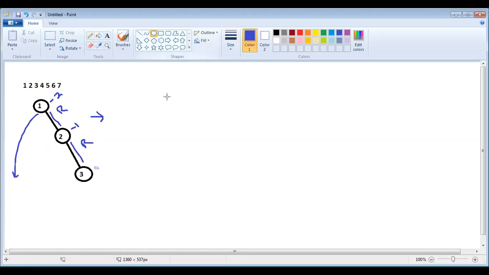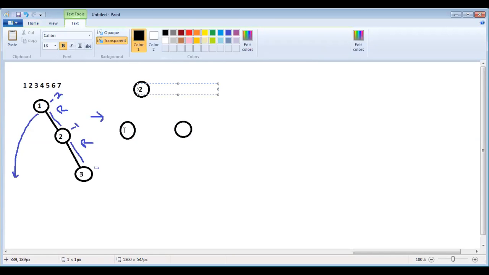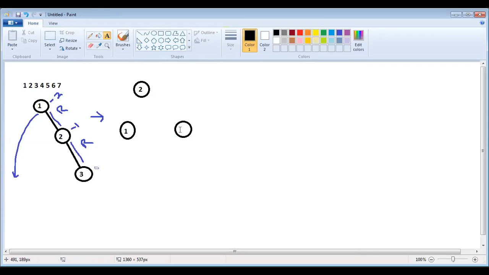So how will this become? Two will become the root node. Exactly. 2 will become the root node, and then 1 will become the left. Very good. And 3 will become the right. Very good. So I'm just joining everything. Now we will check the balance.